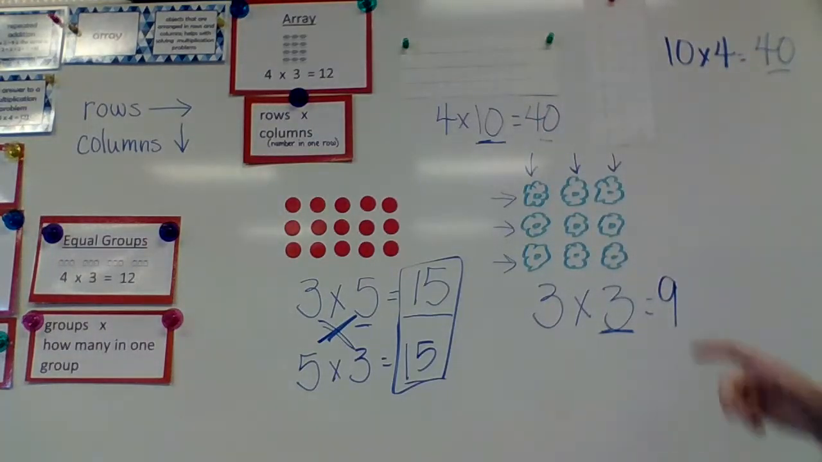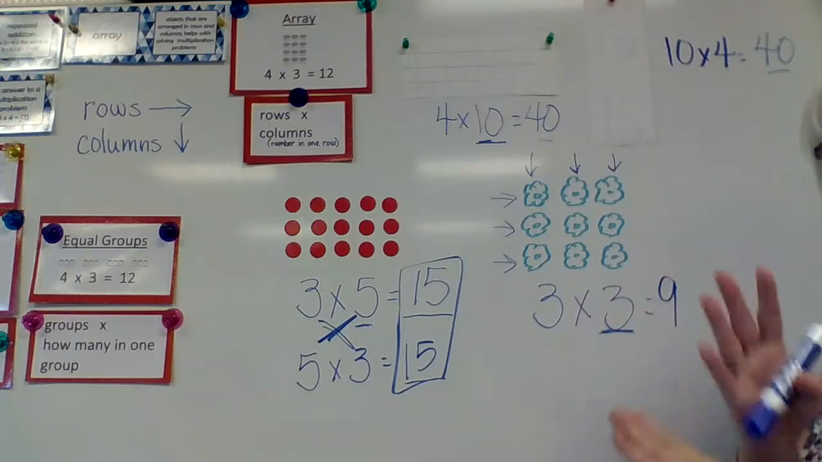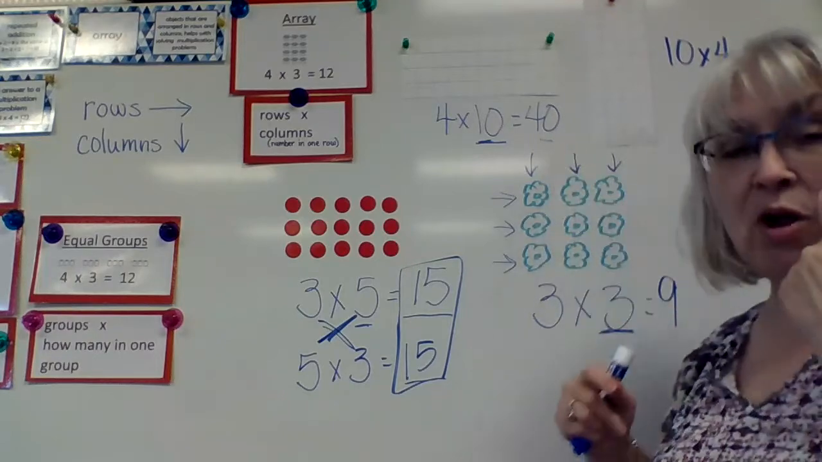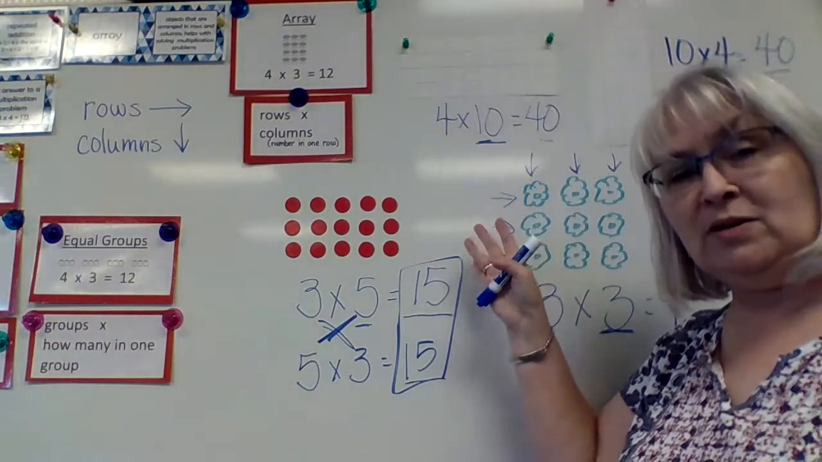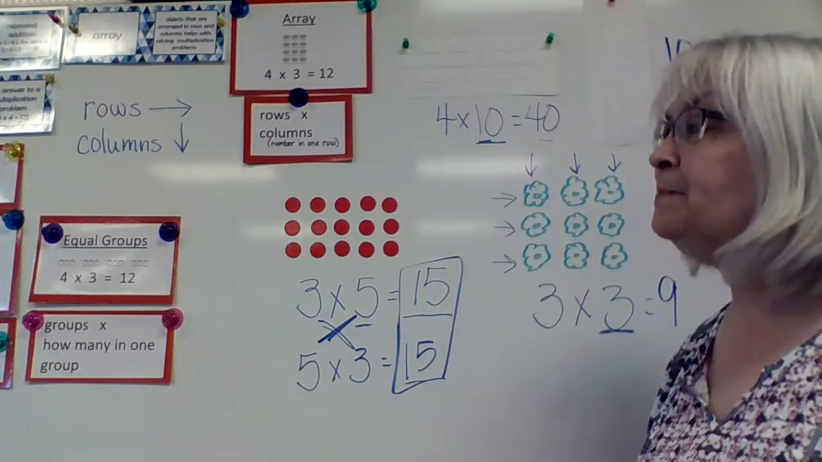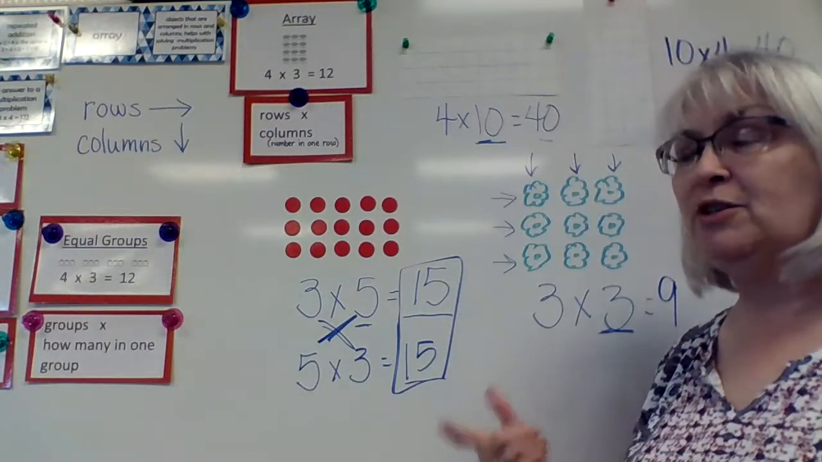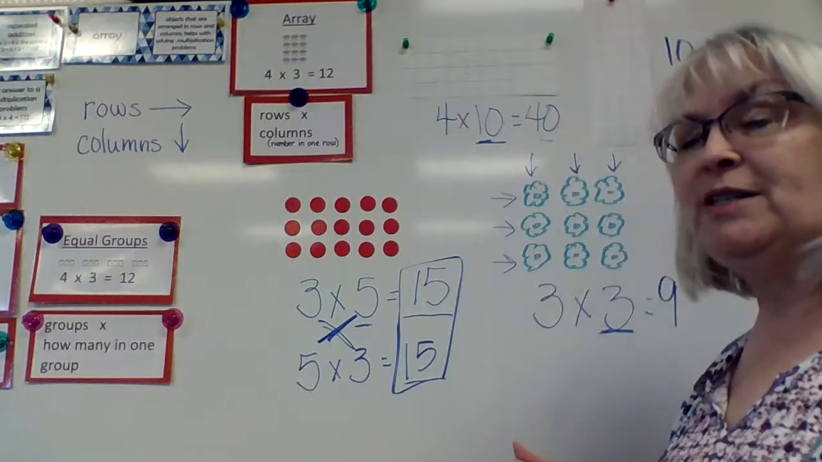Okay, that is the thing with the commutative property. You can switch the order of the numbers, you get the same product, but if you're drawing a model, the models will look different.